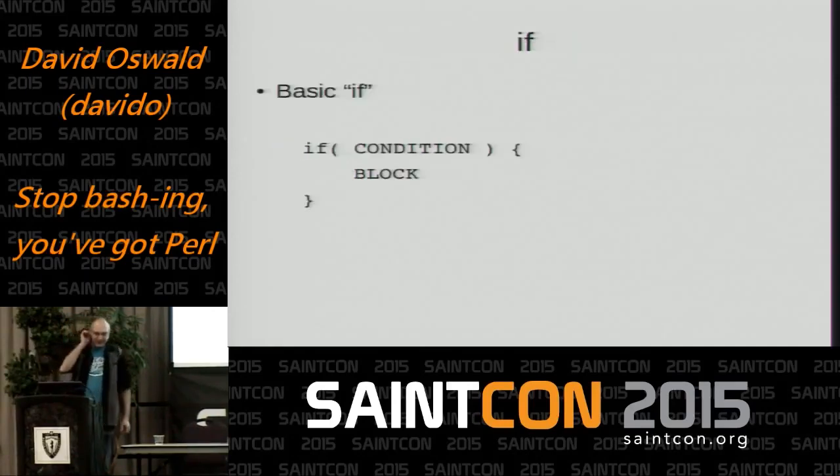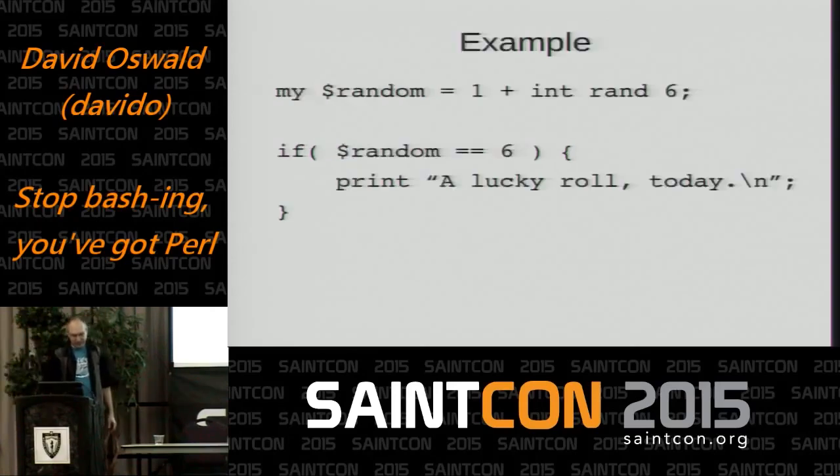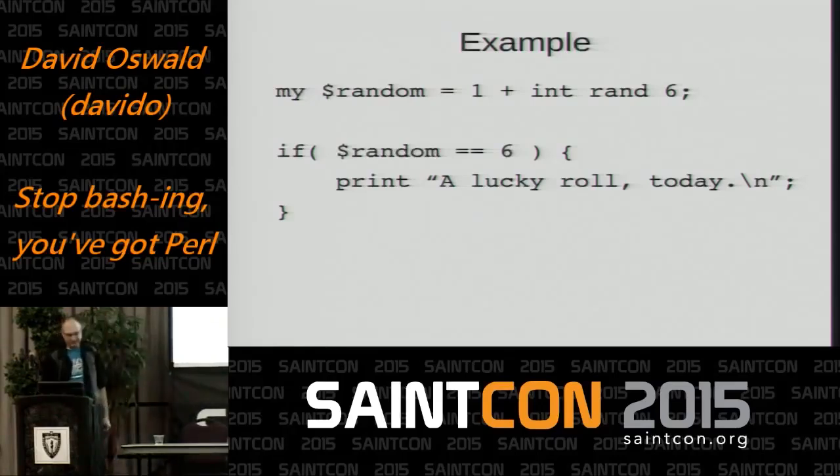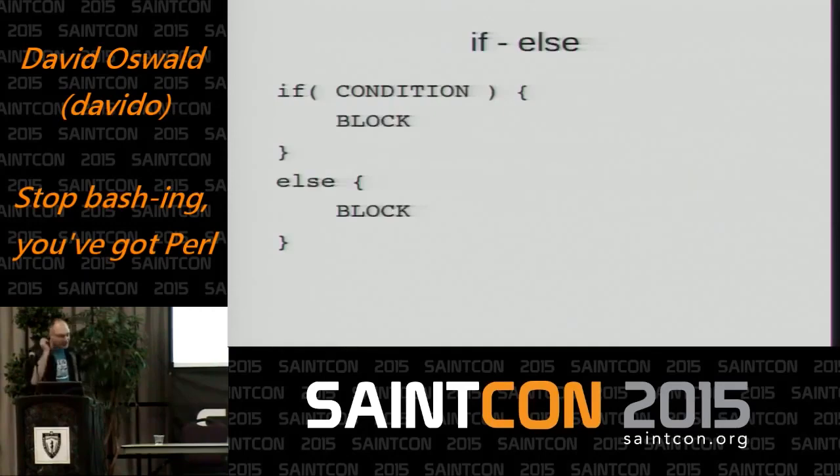The basic if statement: if condition, then execute this block. And that would look identical in just about any imperative language, I think. So here's an example. my $random = 1 + int rand 6. If $random is equal to 6, then print "We got a lucky roll today." So we just rolled a die up there, and if the roll came back as being equal to 6, then we'll go ahead and print a lucky roll today. You can append an else block. So if the condition is true, execute the first block, and if it's not, then execute the second block.